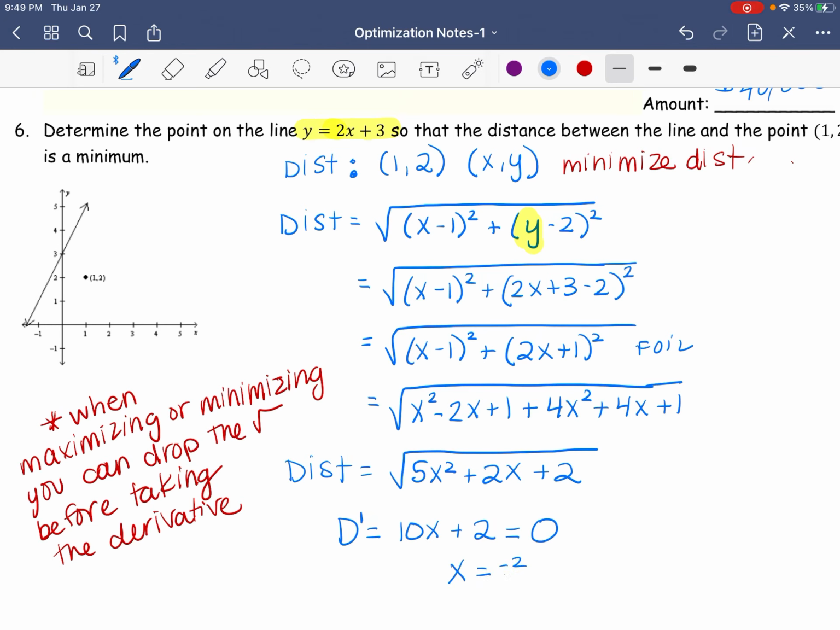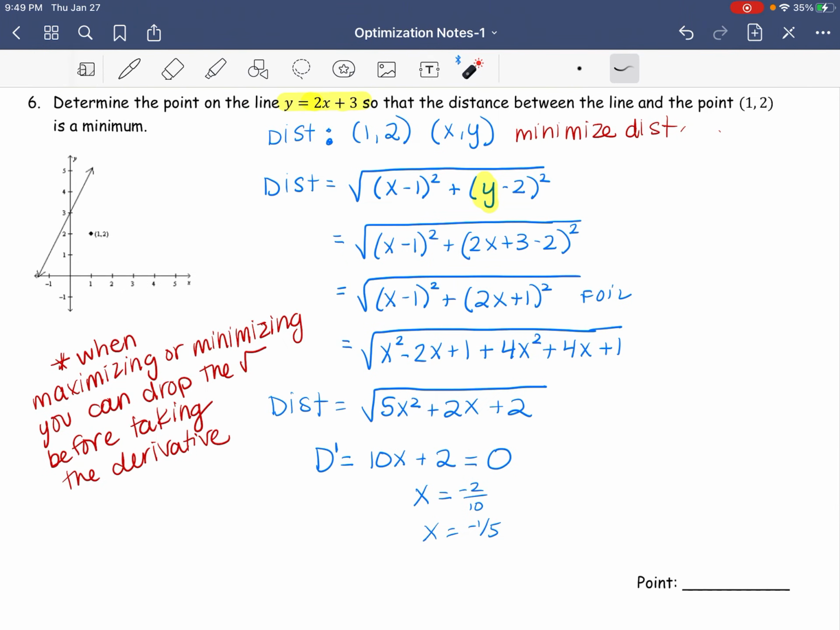So x equals -2/10 or -1/5. So remember what we were finding. We were finding the spot on this graph that was closest. So far I found that my x coordinate is -1/5. So I can put that down here in my answer. My x coordinate is -1/5. To find my y coordinate, I can go back to this highlighted equation. Remember, the highlighted equation says y equals 2x plus 3. And now I know that x is -1/5.